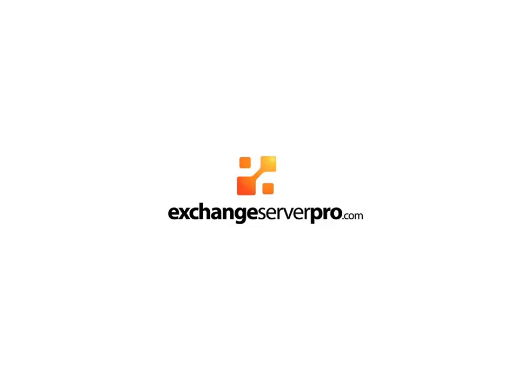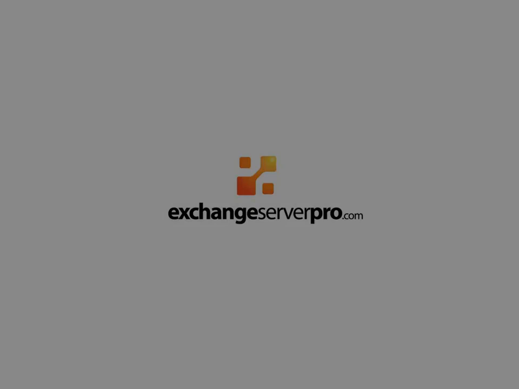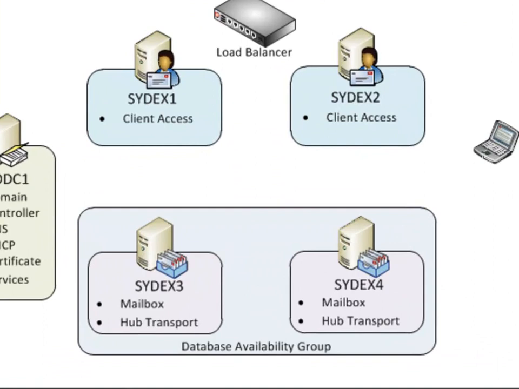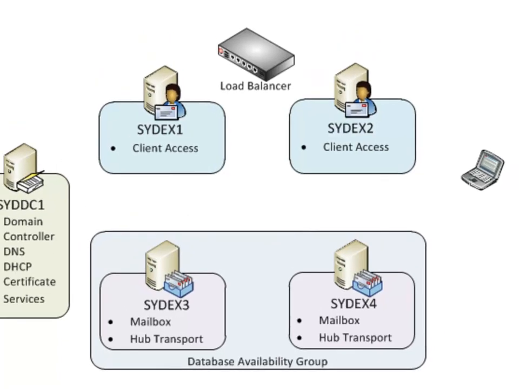In this lesson, we're going to prepare the mailbox servers in our Sydney location so that we can deploy a database availability group. So as a quick reminder, here's a diagram of what the Sydney network is intended to look like. As you can see, we've got two mailbox servers, SydEx3 and SydEx4, and those are the two that are going to form the database availability group in this Sydney location.